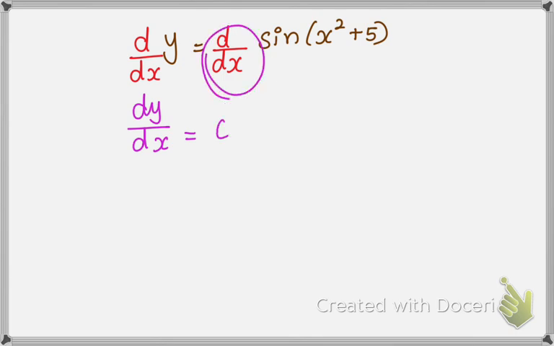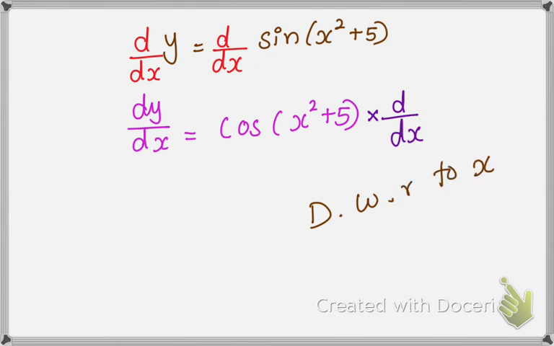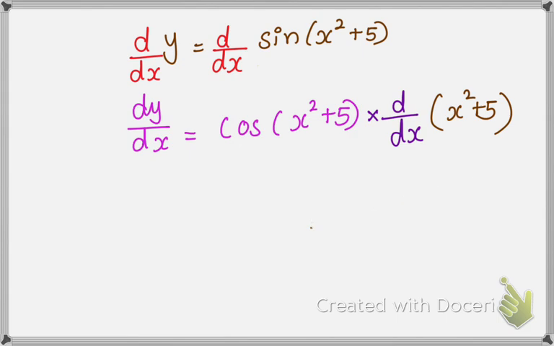After you differentiate, this can be written as cos of theta, where theta value is x square plus 5. Then you should not stop there. Again you consider what is inside the cos. Inside the term again you differentiate with respect to x. So again you differentiate, d by dx, meaning differentiate with respect to x, the inside term x square plus 5. This term fully differentiate with respect to x. The cos term doesn't change. You just copy it.